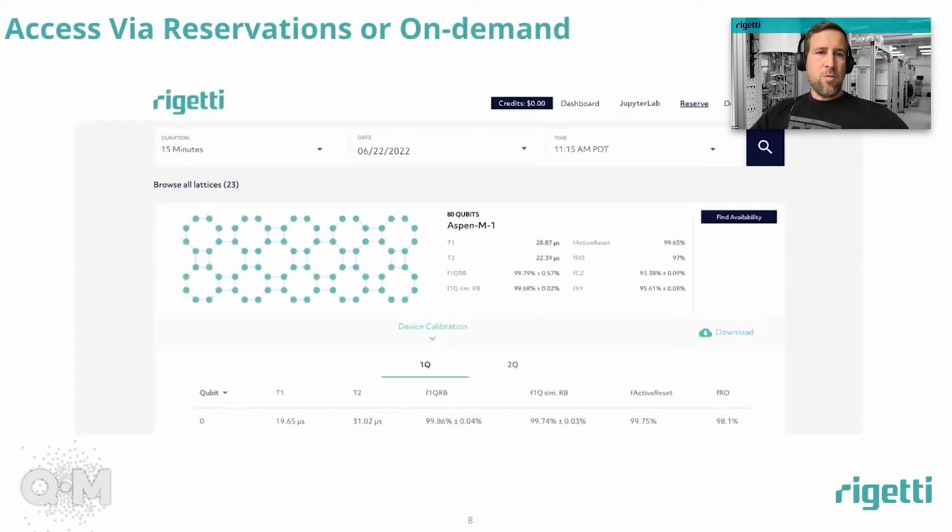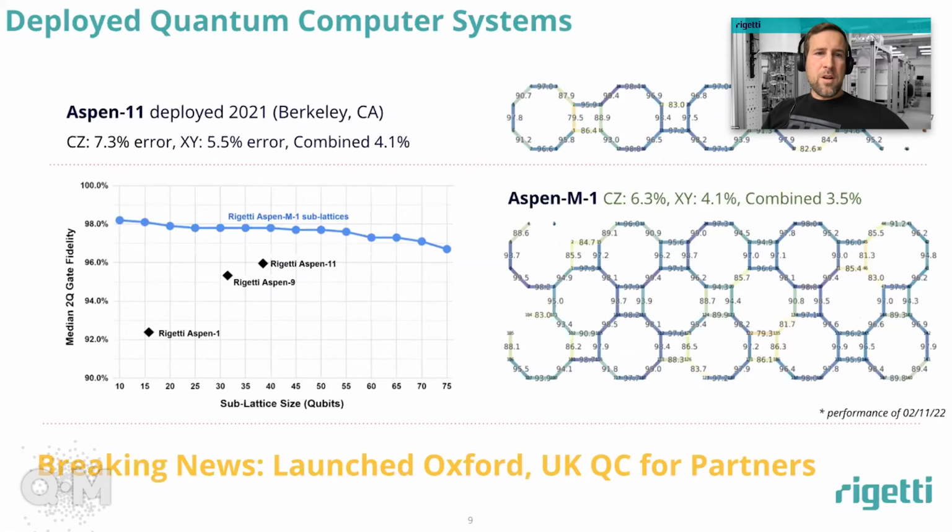So here's a picture of the M1 that's online and available today through Rigetti. You can see the calibration reports and schedule reservations easily through our dashboard. Currently we have Aspen 11 deployed and Aspen M1. These are housed in Berkeley, California in our quantum data center. And we just announced last week, you may have seen it, that we launched our first out-of-the-US QPU in Oxford, available for our partners. And we'll build on that in the future. So I think that's going to be valuable for researchers in Europe, especially, to have those lower latencies available.